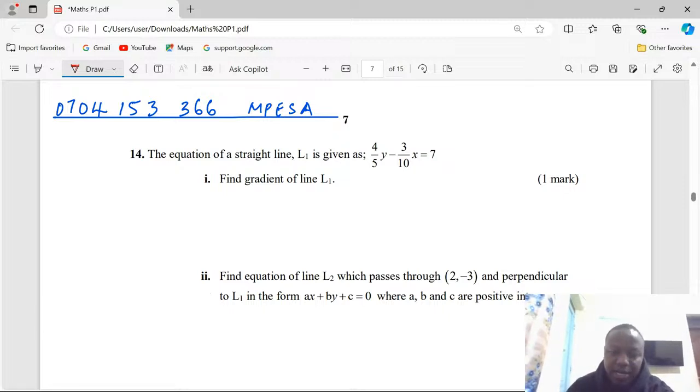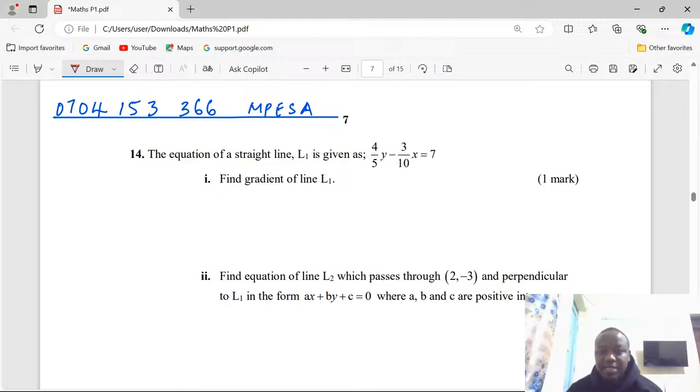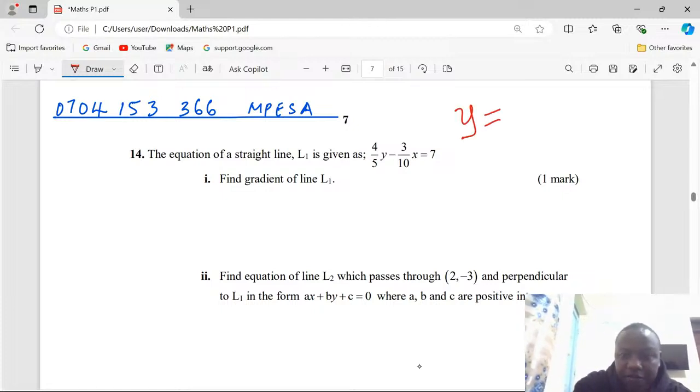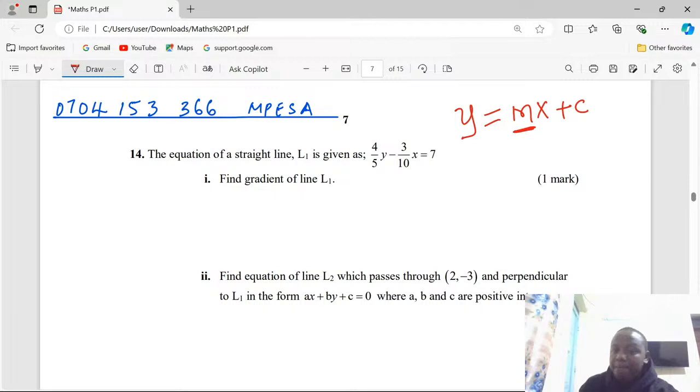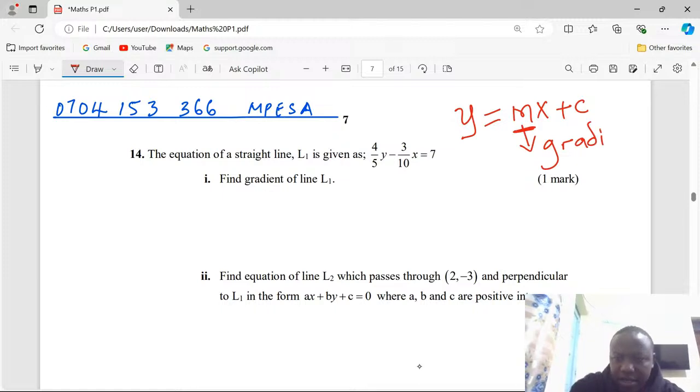The equation of a straight line, L1, is given as 4 over 5 y minus 3 over 10 x equals 7. Find the gradient of line L1. It's good to know that for us to extract the gradient of a line, we need to have the equation in the form y equals mx plus c. In this format, the coefficient of x, which is our m, becomes the slope, or rather the gradient. So this will be our gradient.